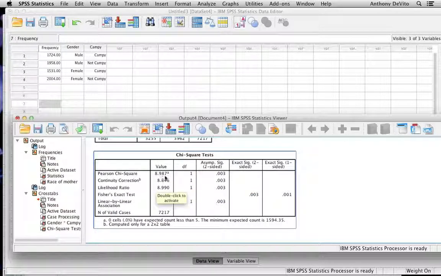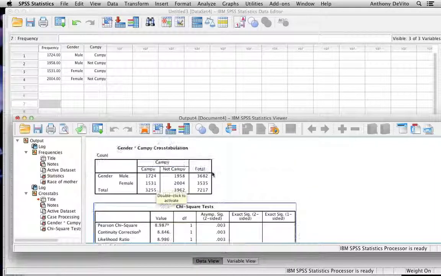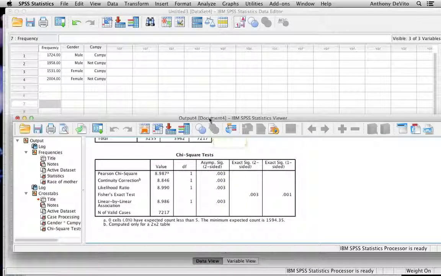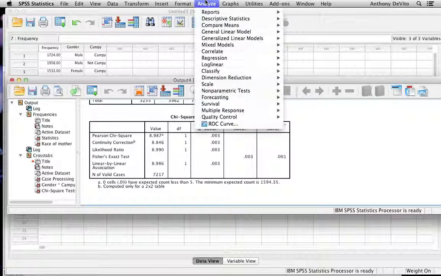It calculated chi-square for us, and the probability that these differences could be due to chance. Let me give you a little heads up here. Our chi-square value is a pretty big number, 8.9, and the significance, or p-value, is less than 0.05. So we know we're going to wind up rejecting the null hypothesis.